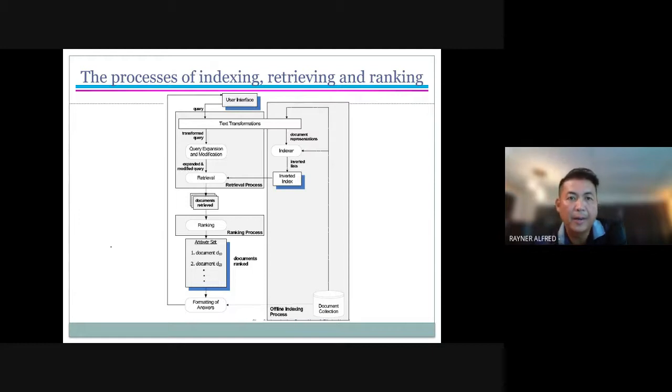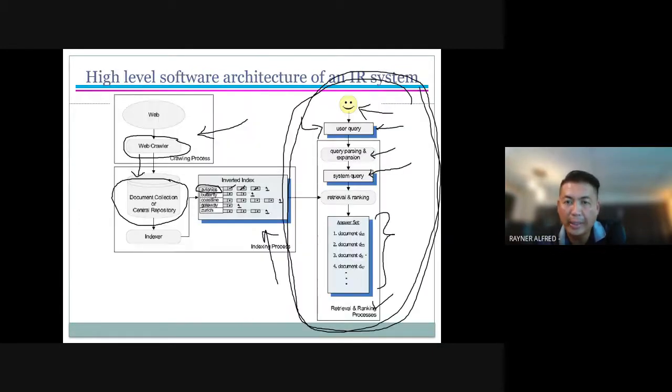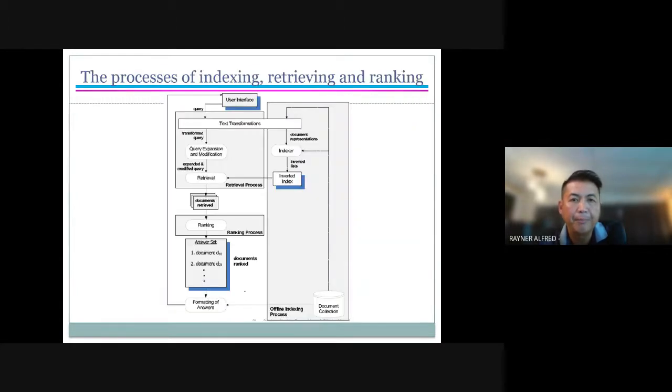Okay, so like I mentioned just now, we are looking at this one, this box only, the retrieval and ranking process. So we will not go into the crawling process or indexing process. So this is the process of indexing, retrieving, and ranking. This is your user interface. This is where you get the query. So you get the query, you transform the query, and then you expand or modify your query. Okay? So this is the document that you have.